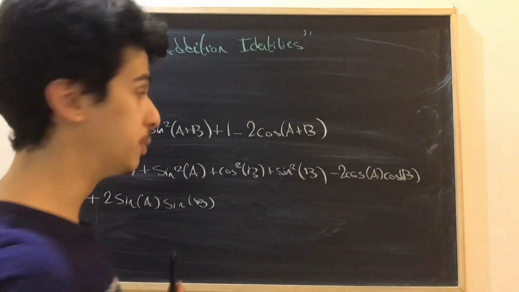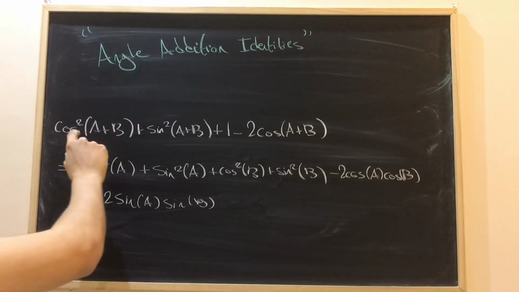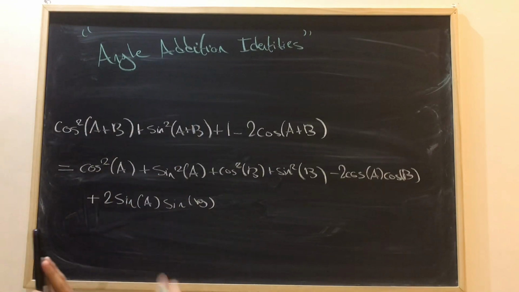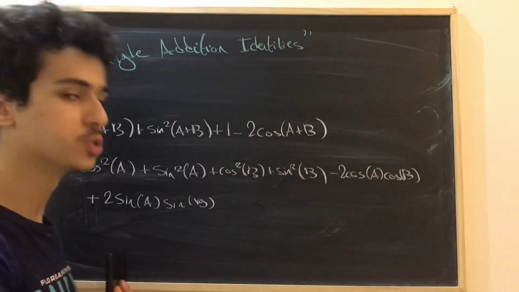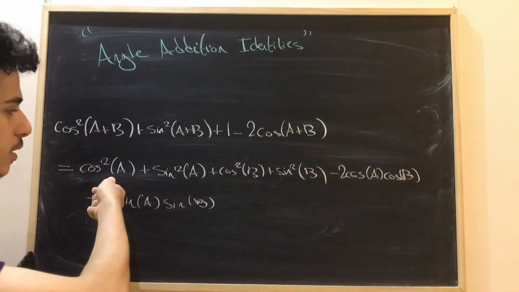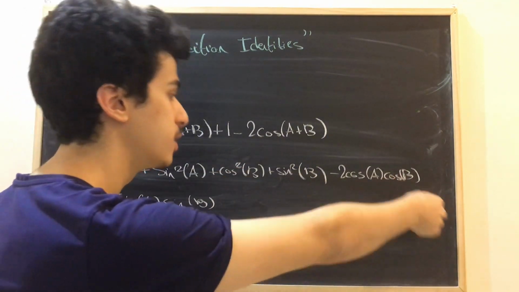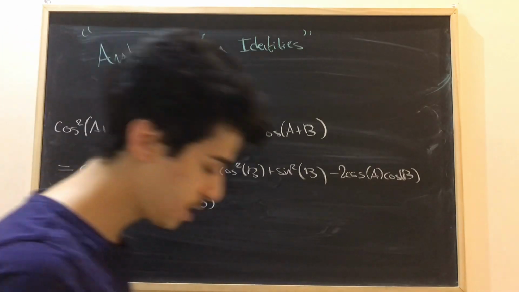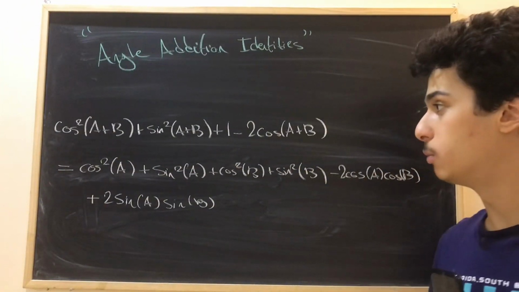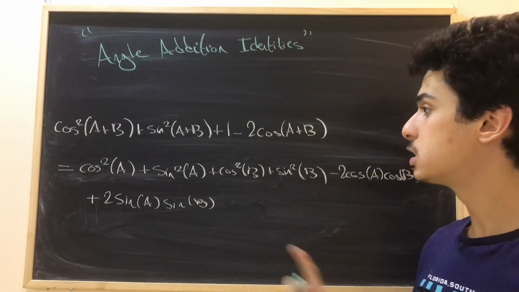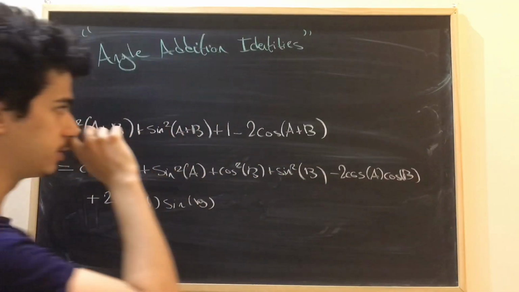So we have cosine squared of (A plus B) plus sine squared of (A plus B) plus 1 minus 2 cosine (A plus B) equals cosine squared A plus sine squared A plus cosine squared B plus sine squared B minus 2 cosine A cosine B plus 2 sine A sine B. Again, a double mouthful. So let's simplify by observation right here.